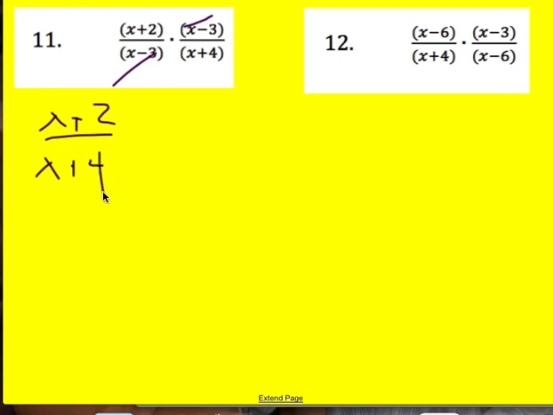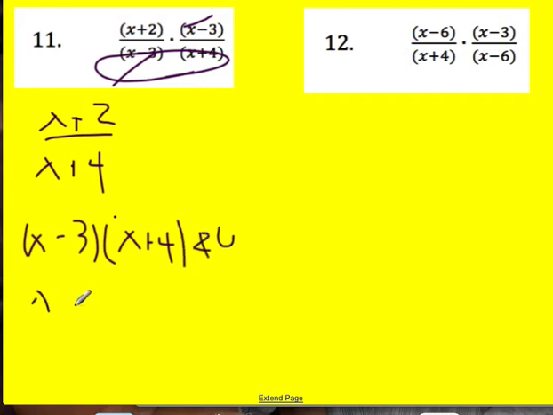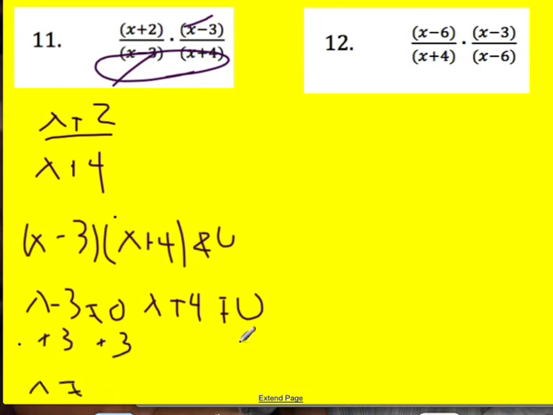Now, when we go to our excluded values, we need to look at the original bottom. So we need to look at those as if they were multiplied. So x minus 3 times x plus 4 cannot equal 0. So that means that x minus 3 cannot equal 0 and x plus 4 cannot equal 0. So when we add 3 to both sides here, we get that x cannot be 3, subtract 4 here, and we get that x cannot be negative 4. So x cannot be 3 and x cannot be negative 4 for those excluded values.